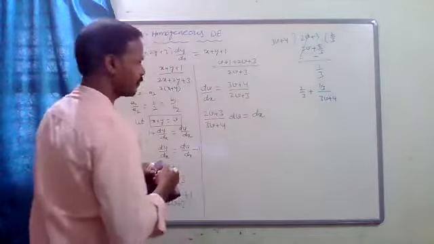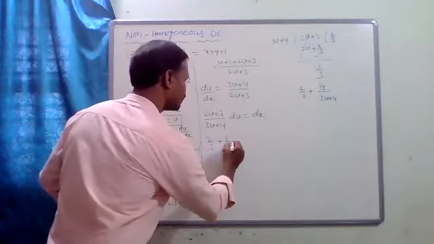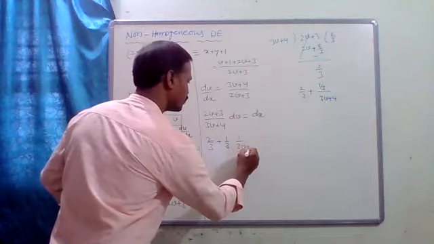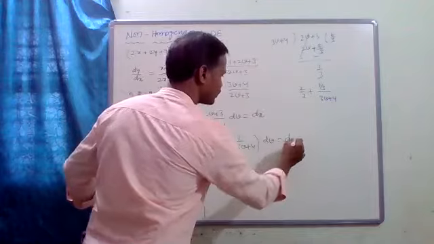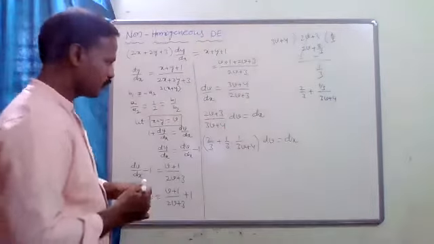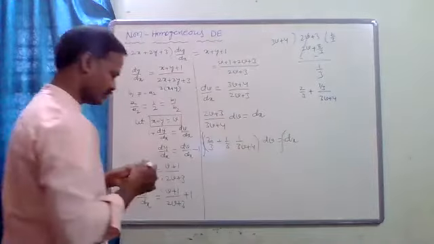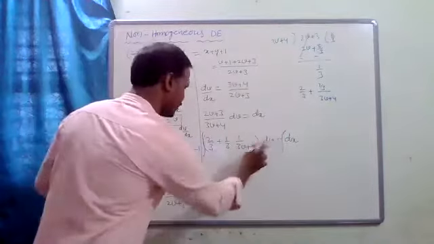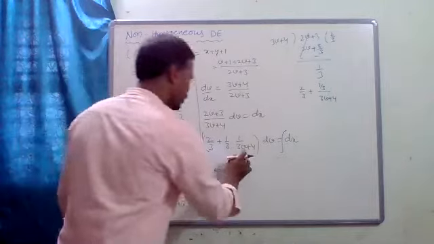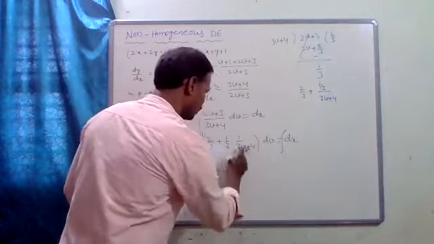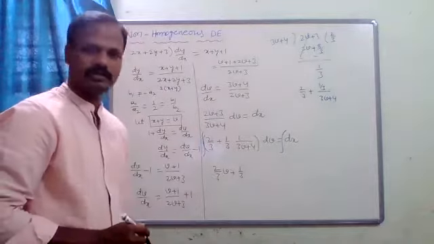Now write down that one. So this is 2 by 3 plus 1 by 3 into 1 by 3v plus 4 dv equal to dx. And now apply integration on both sides. So the integral of 2 by 3 dv is 2 by 3 v, plus what about this one? 1 by 3v plus 4.